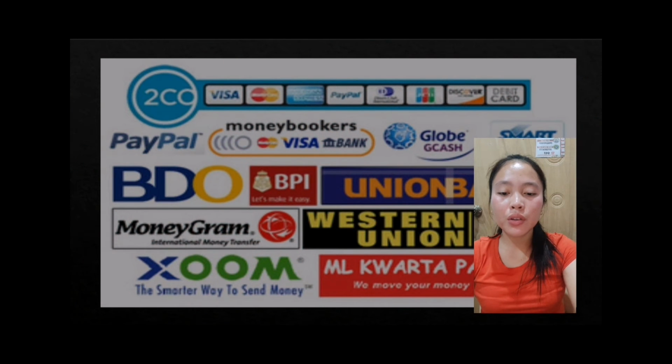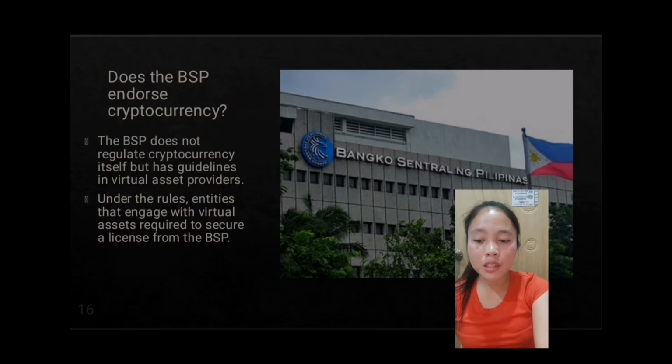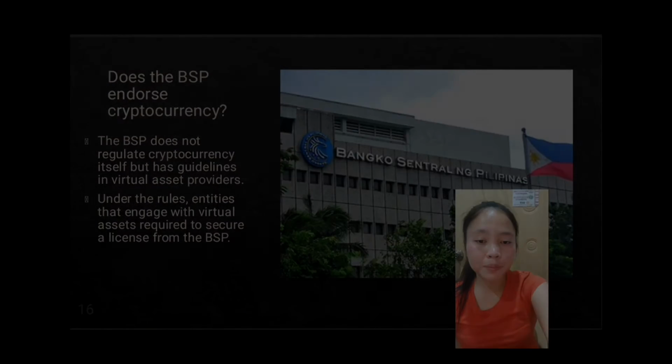These are the common online payment methods: PayPal, Western Union, ML Kwarta Padala, Union Bank, BDO, BPI, and Smart Money. Does the BSP endorse cryptocurrency? The BSP does not regulate cryptocurrency itself. It has guidelines on virtual asset providers. Under the rules, entities that engage with virtual assets are required to secure a license from the BSP.